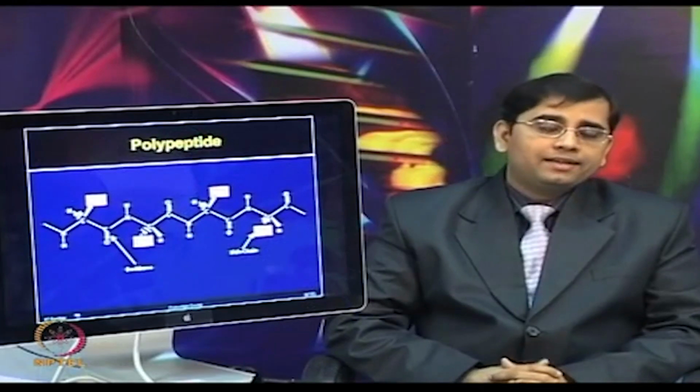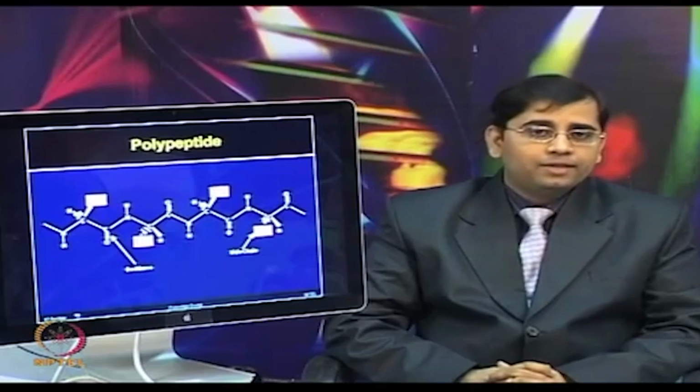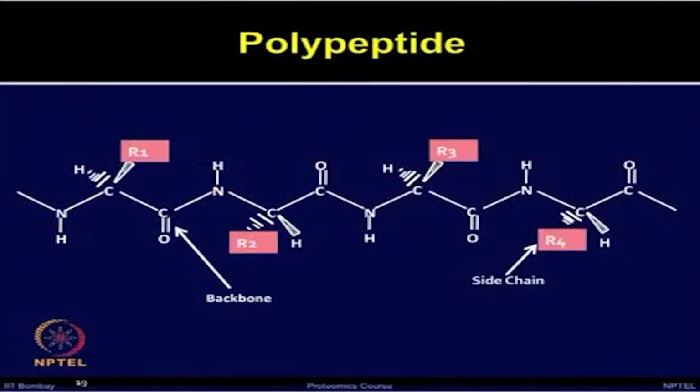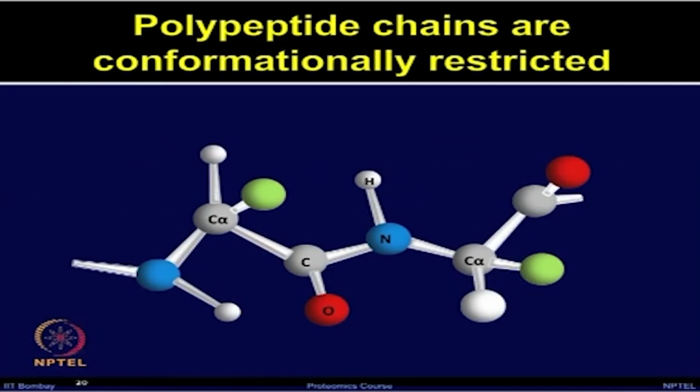Now, when many amino acids are linked together, they form a polypeptide. As you can see in this slide, the multiple peptide bonds are present. The polypeptide chains are conformationally restricted. Therefore, peptide bond is planar. Amino acid pairs linked by the peptide bonds, and all the 6 atoms lie in the same plane. As you can see here, alpha carbon, carbon, oxygen, nitrogen, hydrogen, and another alpha carbon.